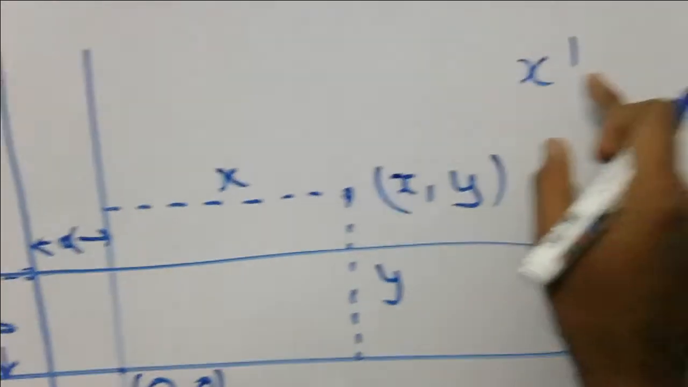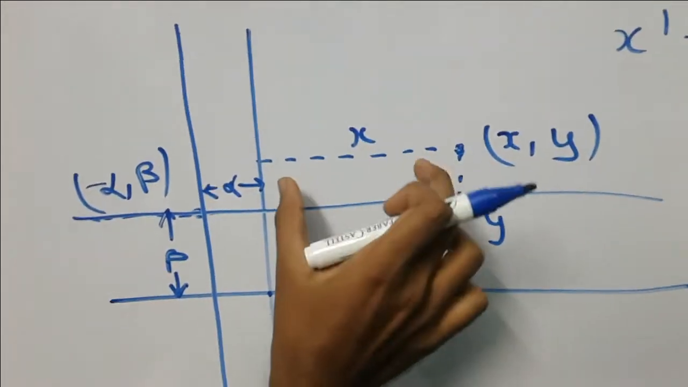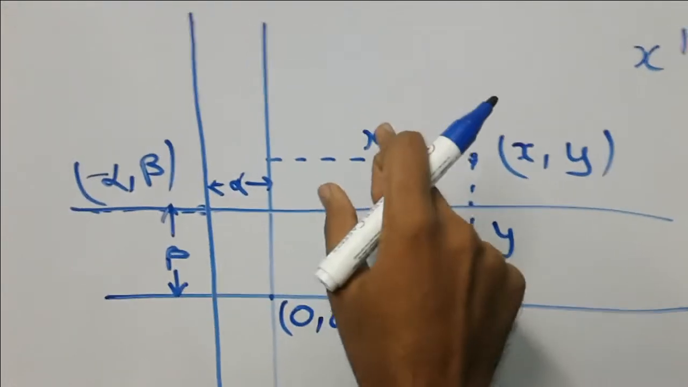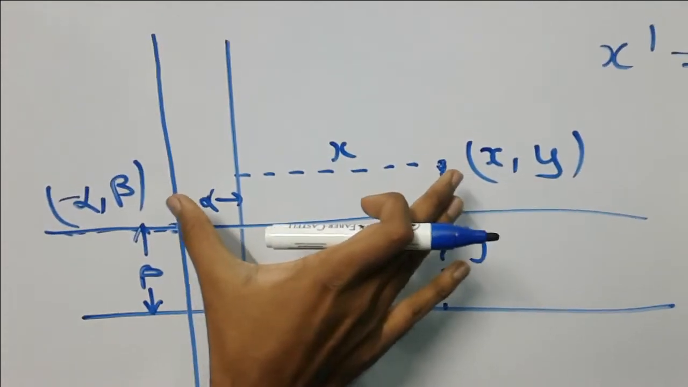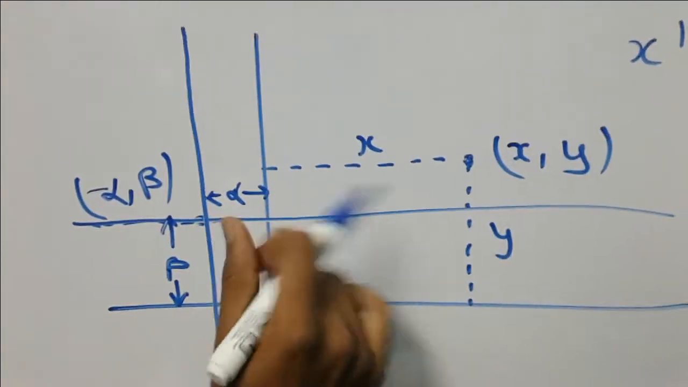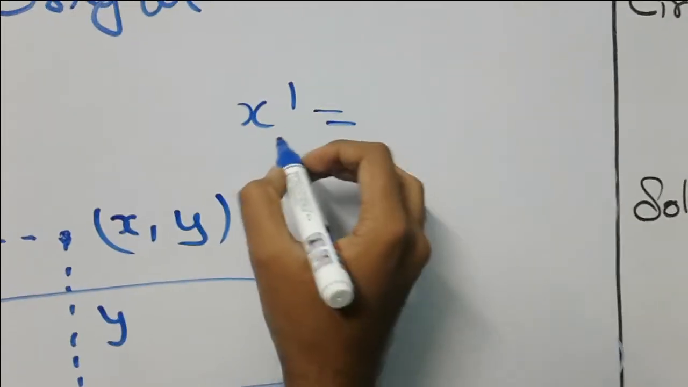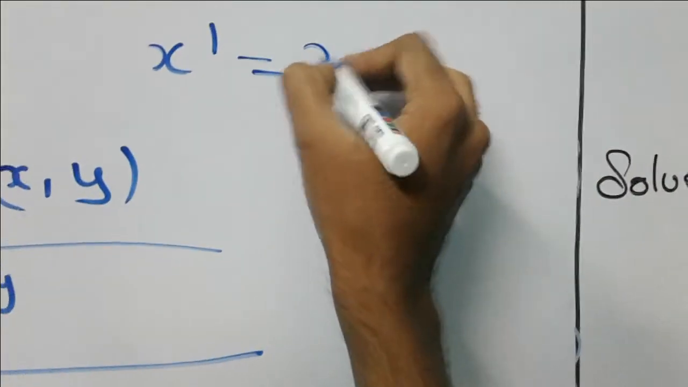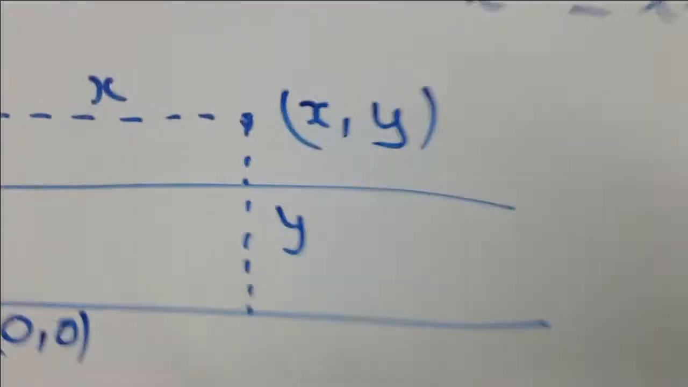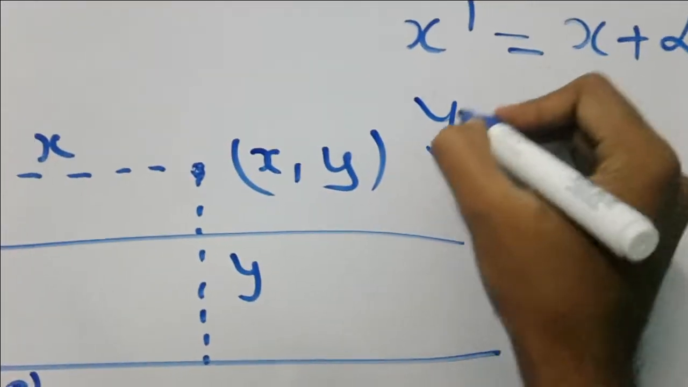This coordinate x dash will be equal to this much distance, which is obviously x, plus alpha, by which we have shifted the origin. So x dash, the total distance of this point from the origin along the axis, is actually x plus alpha. So we have a new x coordinate as x plus alpha. Never mind, I get stuck sometimes. Okay, so let's talk about the new y coordinate.